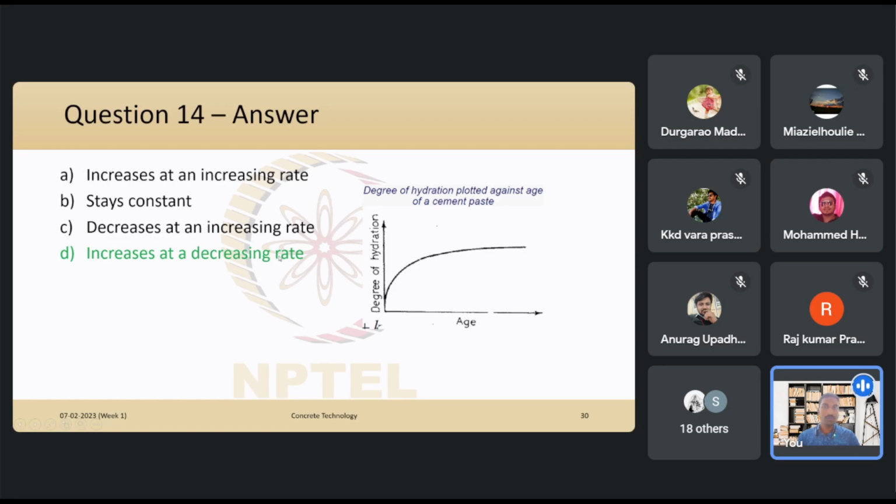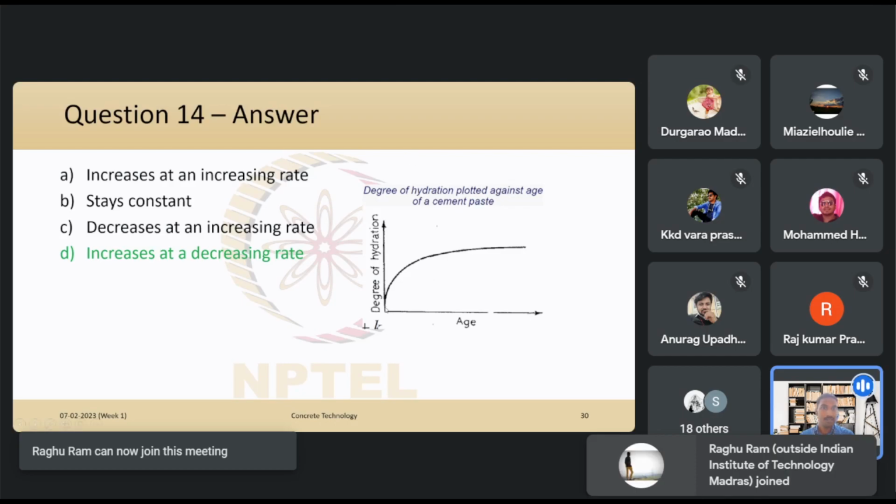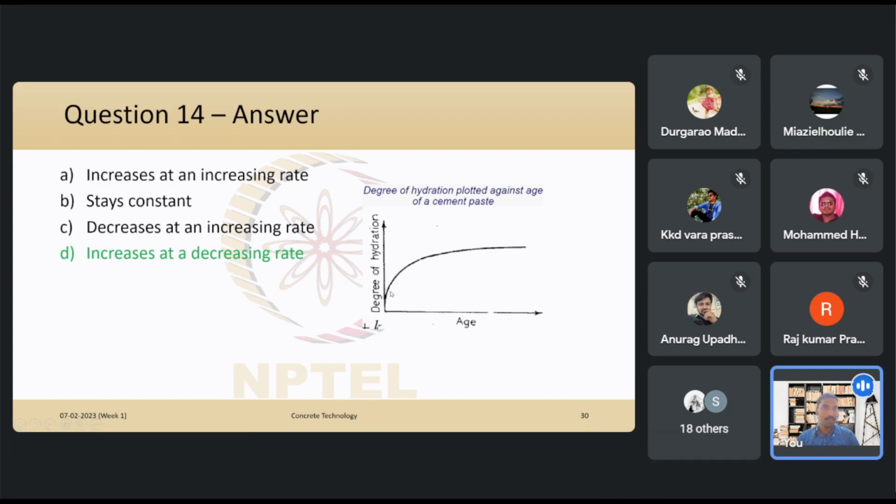So to choose between those two, we have to look at how quickly this increase is happening. So for 1 unit increase in age, how quickly is the degree of hydration changing, and how is that 1 unit change at different ages, right? So initially we see that there is a quick increase with age, right? So for smaller increase in age, we have larger increases in the degree of hydration. But as the age increases, we see that the increase in the degree of hydration keeps slowing down, right? It is going towards the saturation value, right?